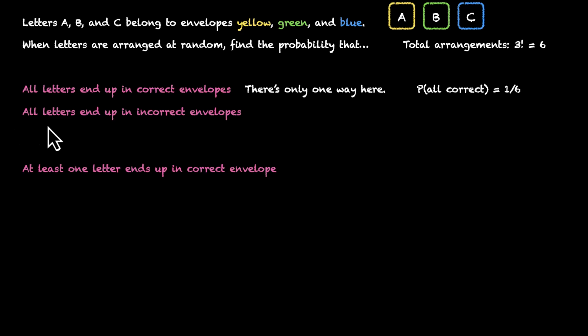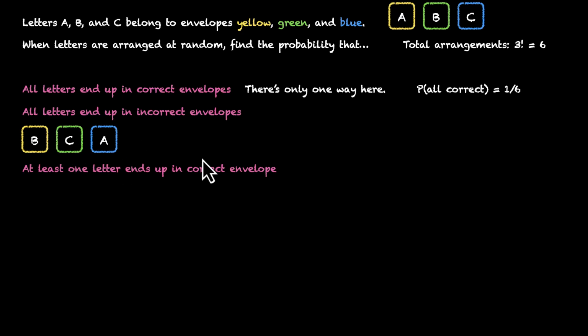This one's more interesting. All letters end up in incorrect envelopes. So if you have to make sure that all letters end up in incorrect envelopes, let's start with this first one. This one has A, so we have to make sure that this does not get A. It can either get B or it can get C. Let's start with B. If this has B, the next one could be A or C. If it is A, the last one will be C, which means it's going to be correct. That's not something that we want. So we'll have B, then C, then A. In this way, we'll have all 3 letters in incorrect envelopes.